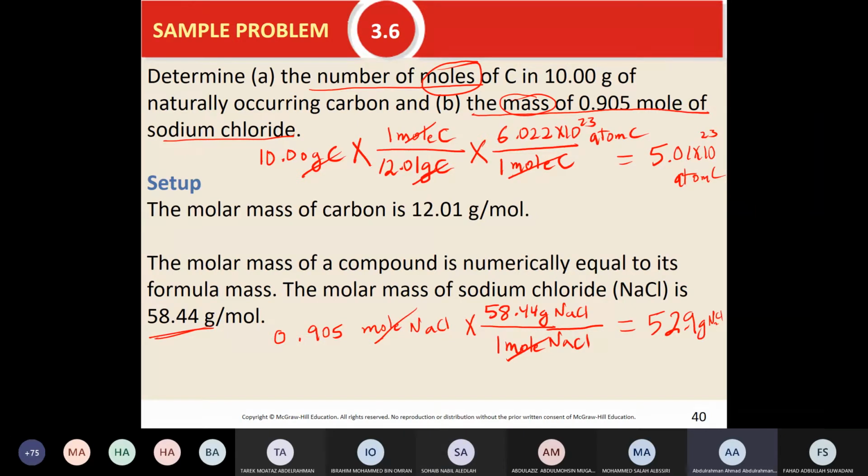Good. Now let me ask you another question. If I have 0.905 mole NaCl, how many molecules is this? What should I do? Multiply by Avogadro number over 1 mole.